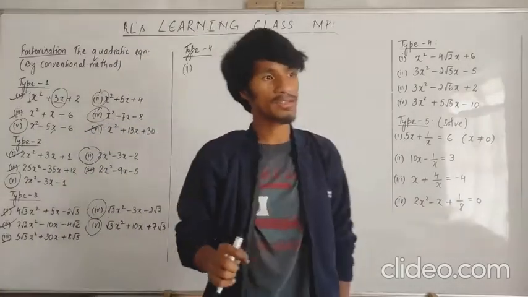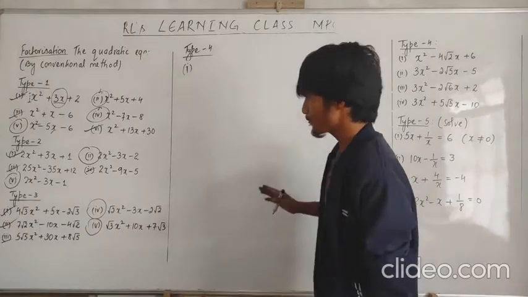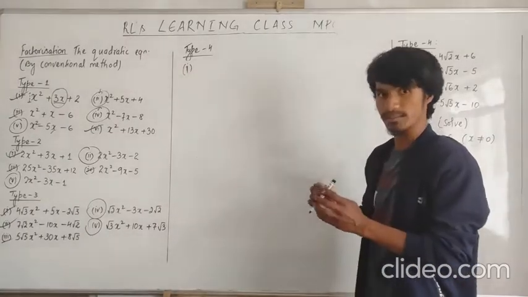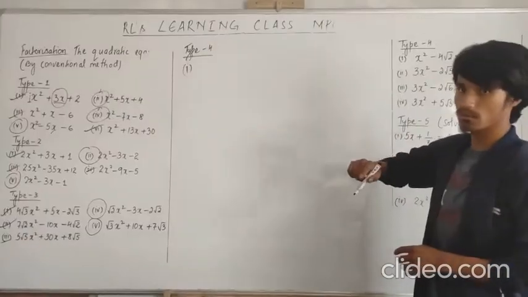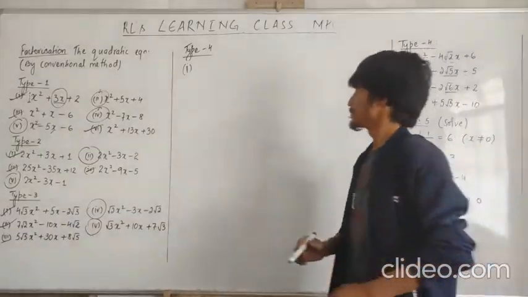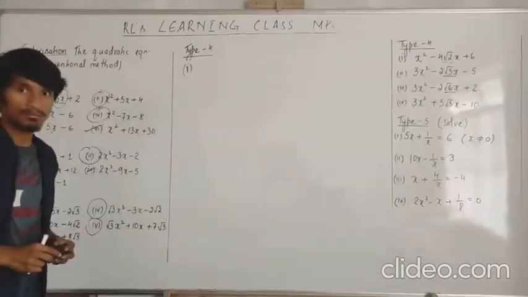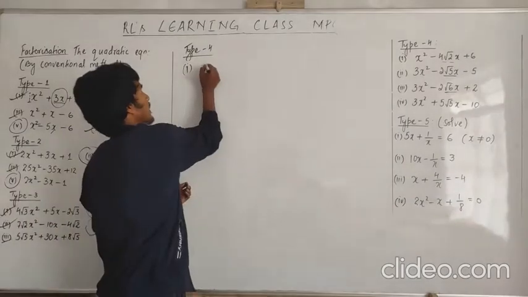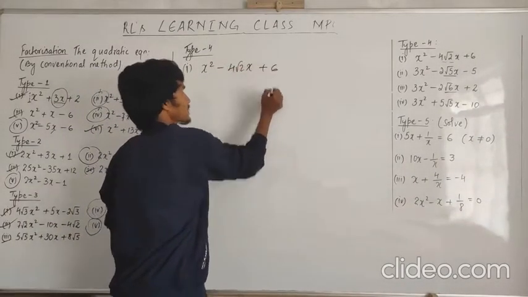Now you already know the difference between type 1, type 2 and type 3. Type 4 follows almost the same process as type 1, type 2 and type 3, but here the root is present in the middle term. Then we do the same, but check where the difference is. Now, x squared minus 4 root 2 x plus 6.